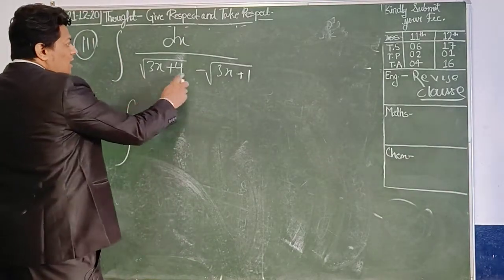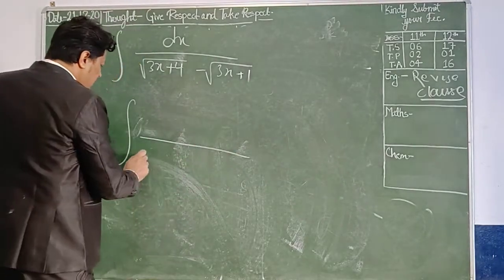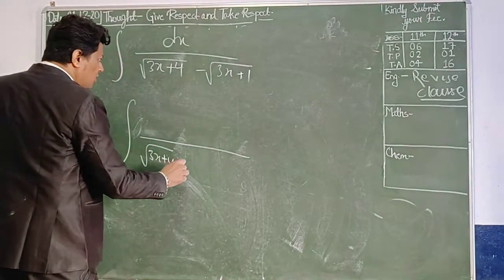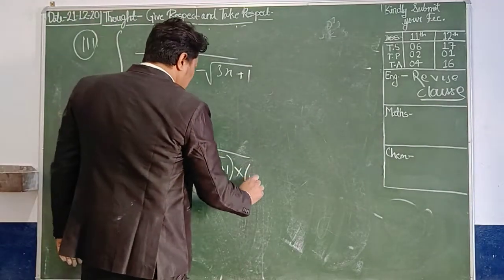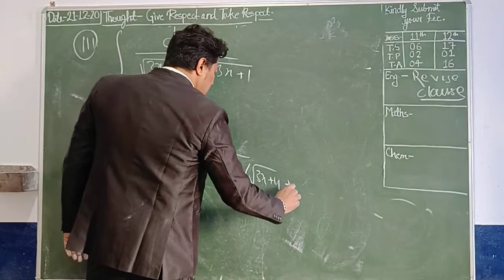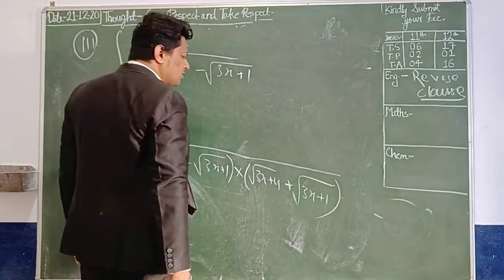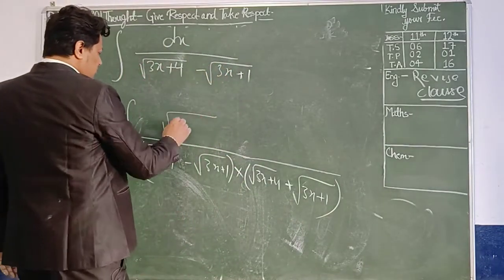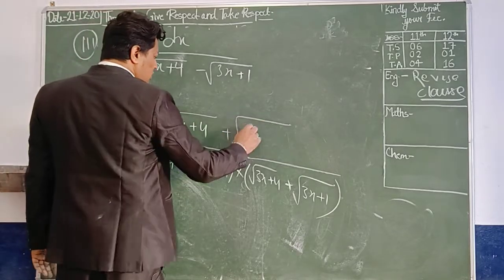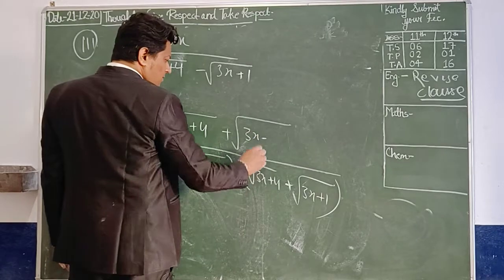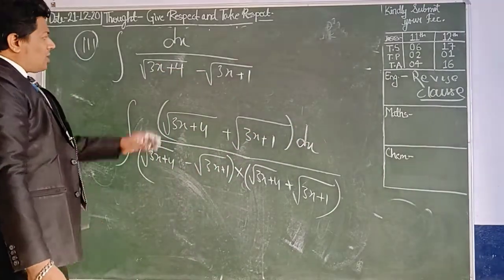So what do we have? What about the denominator? We can write root 3x plus 4 minus root 3x plus 1, and multiply with root 3x plus 4 plus root 3x plus 1. Is it clear? No doubt at all? With the root 3x plus 4 plus root 3x plus 1.